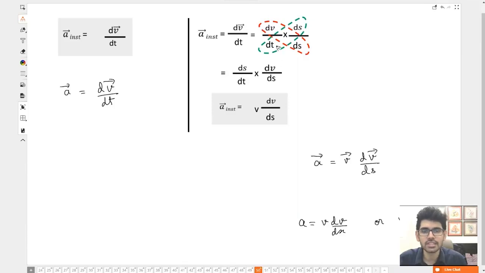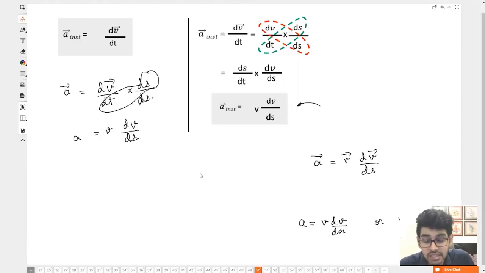How do we derive it? We just multiply dv by dt by ds by ds, and then you take this part and that part. ds by dt will give you velocity, and this will be dv by ds. So this is also very important. Always remember this in advanced level problems, especially, this expression is directly used.